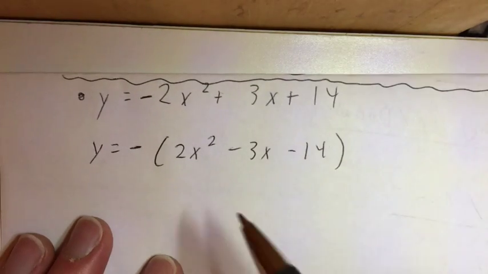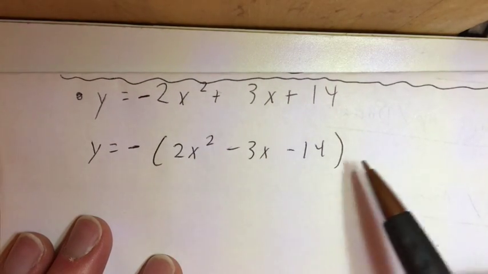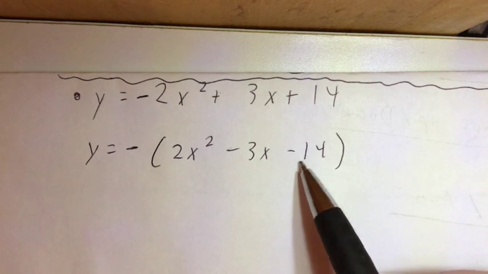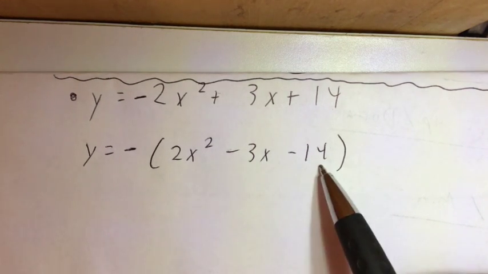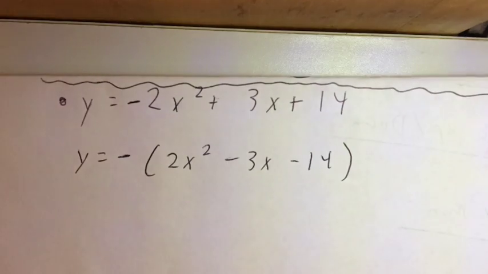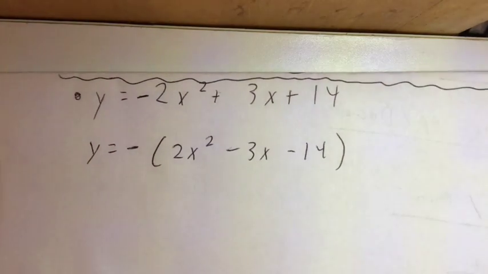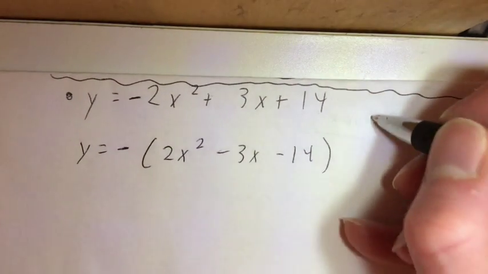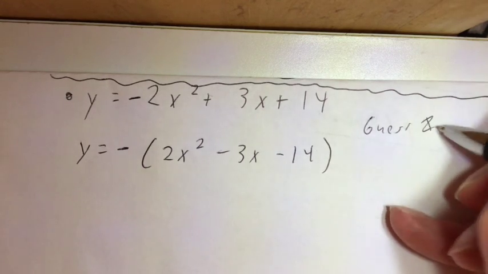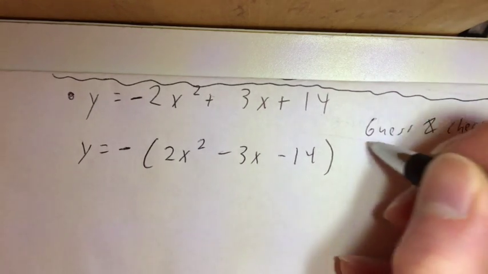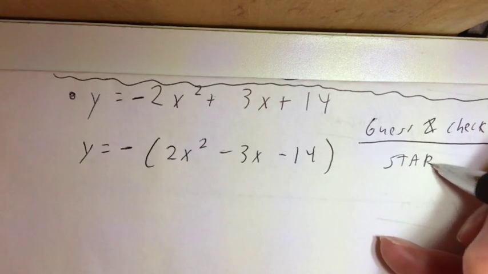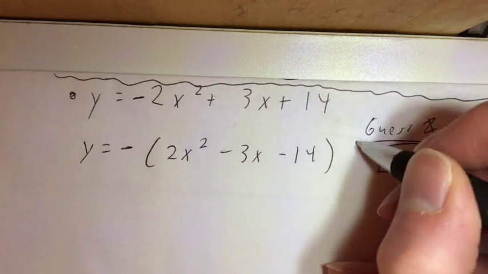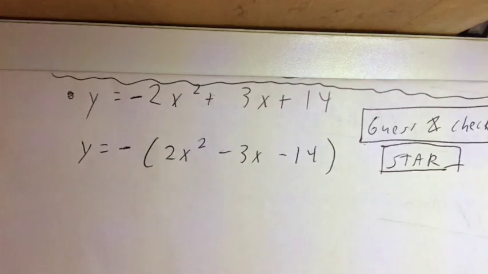Alright? Now, the problem with this is I have a 2 out front, and if you think of any numbers that multiply to get you negative 14, but add to get you negative 3, nothing's going to work, right? So for this one, you're going to have to do one of 2 ways: either guess and check, where you have to do all that distributing and checking your answer and stuff, or star, whichever one you want to do. Again, I'm going to do both just to emphasize, all right?